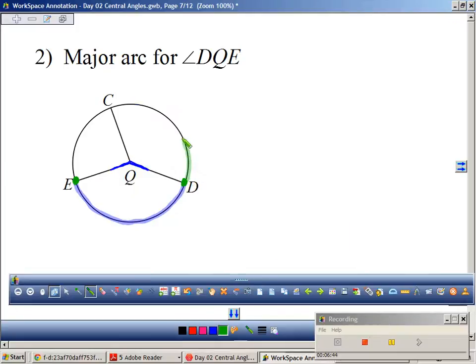So I'm going to start here. I'm going to say D, C, E. This one's a little bit easier because I only have 3 letters to choose from. So the major arc would be DCE. Could have also called it ECD. So copy that one down on your worksheet.